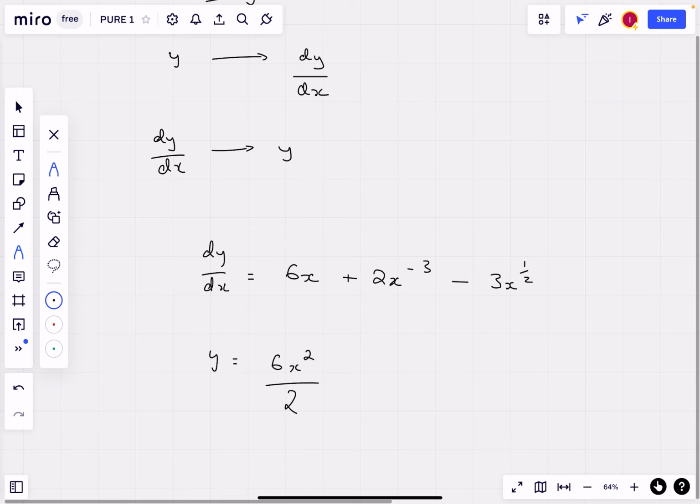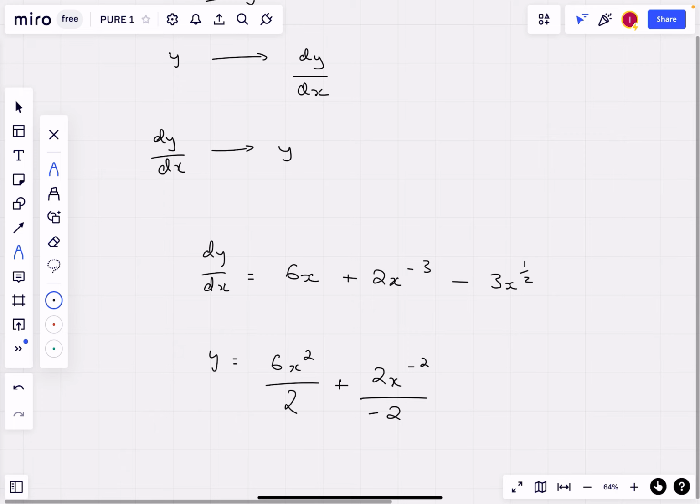Next one. 2x to the power of minus 3. When you add 1 to the power, what do you get? Minus 2. And then you divide by that power. So minus 2x to the power of minus 2 over 2, like this. Or for right now, let's write it like that.